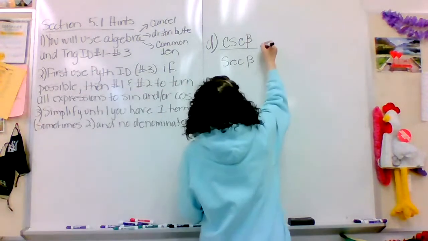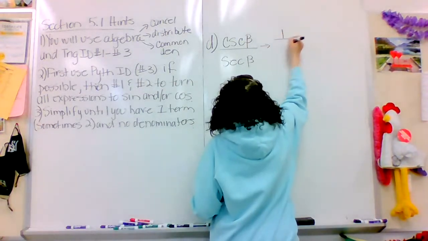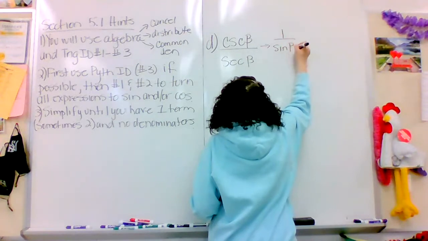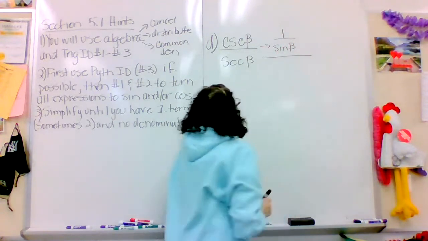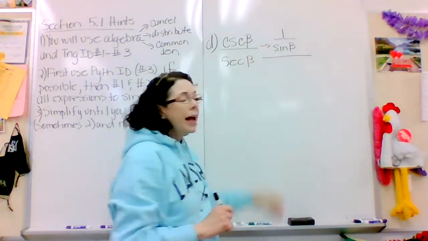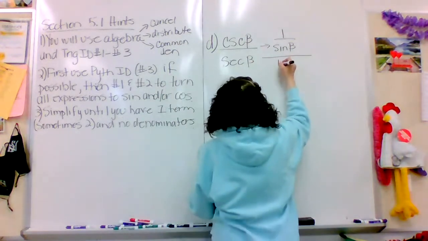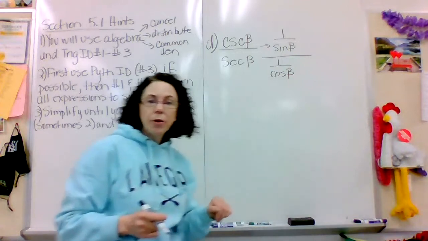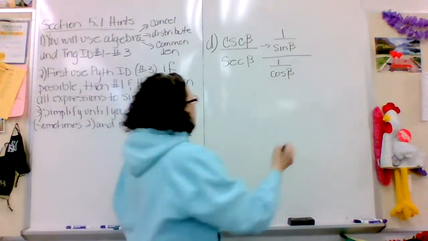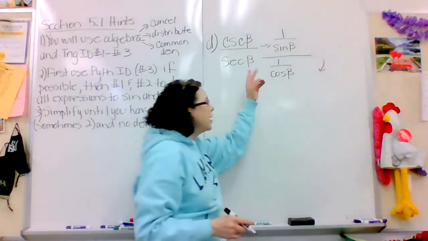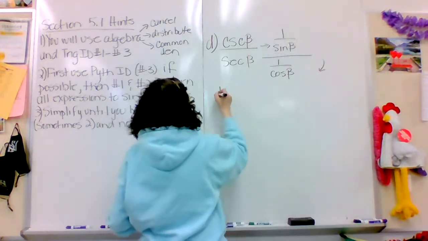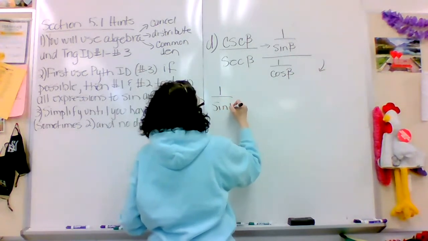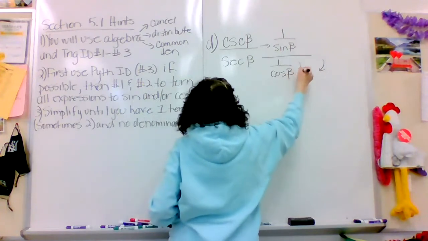Here we go. So cosecant, I'm going to write as 1 over sine of beta. There, big division. Secant, I'm going to write as 1 over cosine of beta. There we go. Use reciprocal identities. Now I'm going to do some algebra, right? I have one fraction divided by another, so I am going to multiply by the reciprocal.